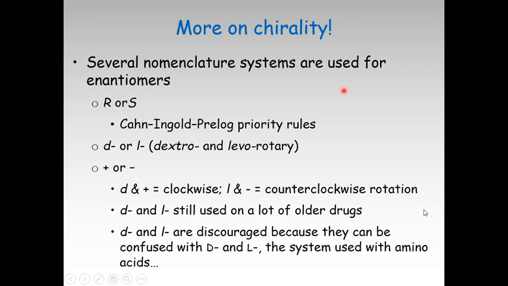Several nomenclature systems are used for enantiomers. Like I said, R or S, that is based on Cahn-Ingold-Prelog priority rules, right? Or small d or small l, based on dextro and levorotatory, or plus or minus, right? The d and plus mean clockwise, l and minus mean counterclockwise rotation. Small d and l are still used on a lot of older drugs. The small d and l are discouraged because they can be confused with the capital D and capital L, the system used with amino acids alone. So when it comes to amino acids, we will be using D or L amino acids, and will not be using the small d and small l. All right?